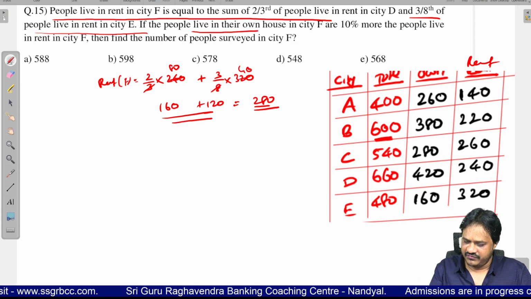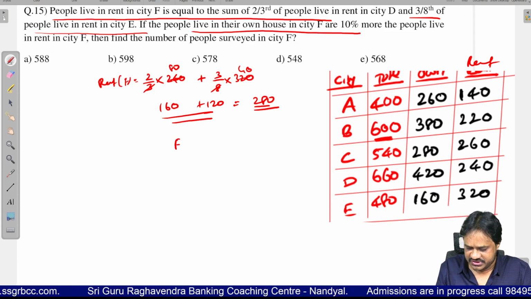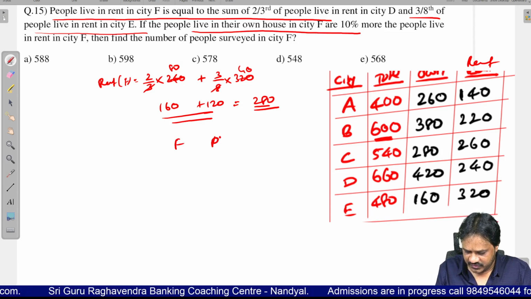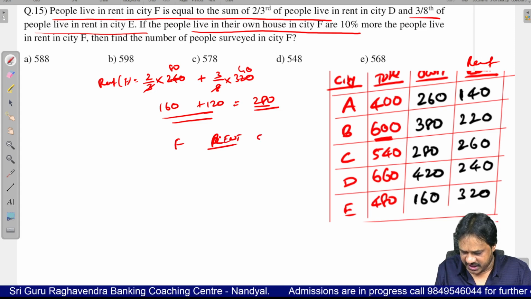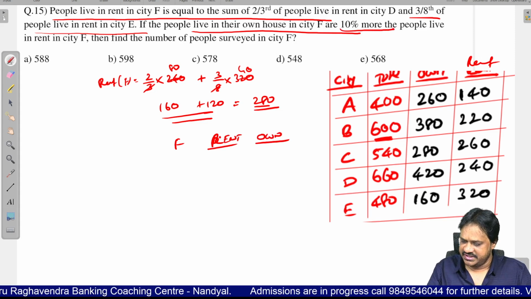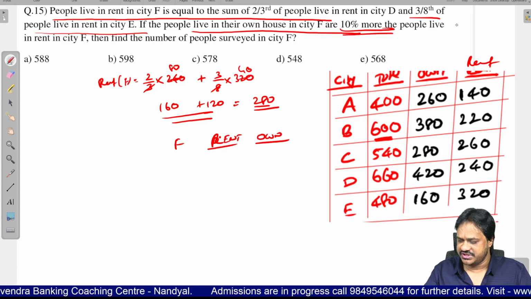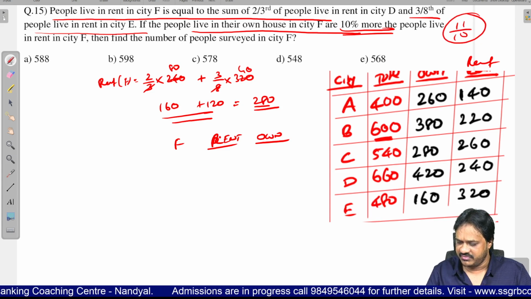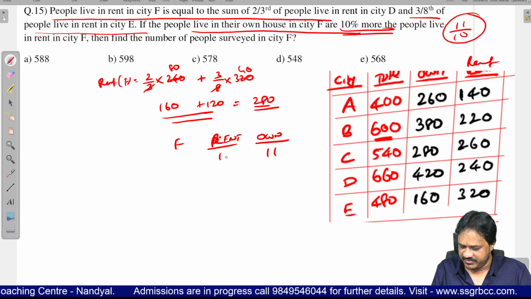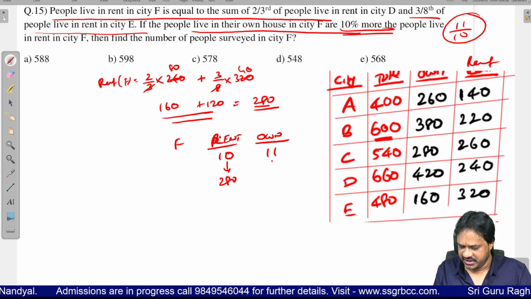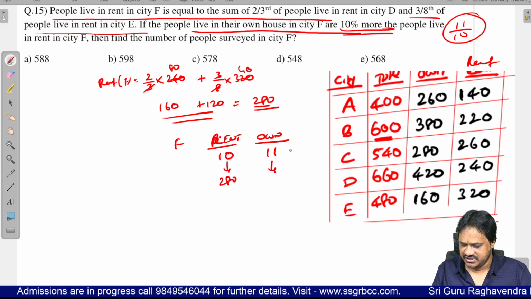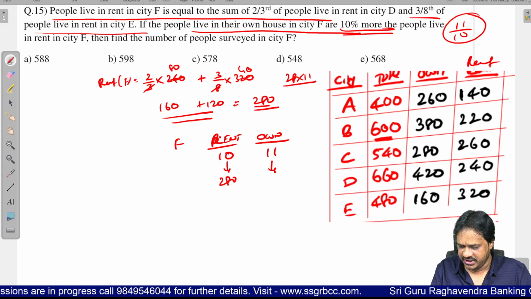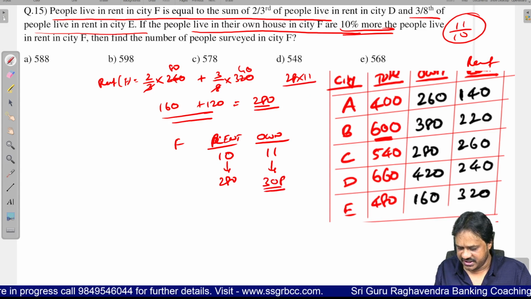Now if the people living in their own house in F, rent house and own house, it is 10% more. Whenever you are using 10% more, it is fraction 11 by 10. So own will be 11 parts, rent will be 10 parts. Now 10 parts is 280, each part is 28. So 11 parts is 28 into 11, that is 308.